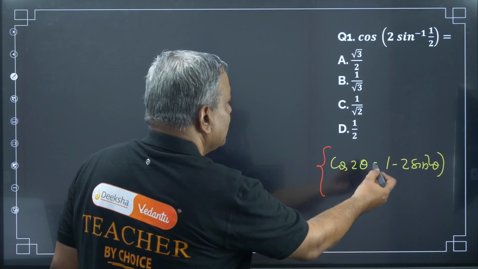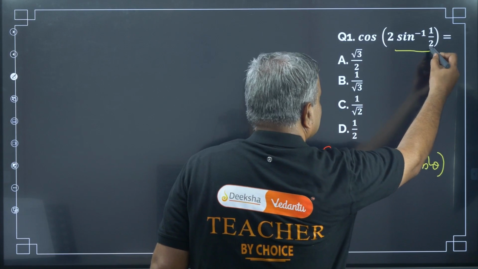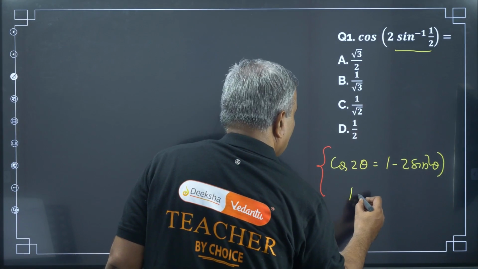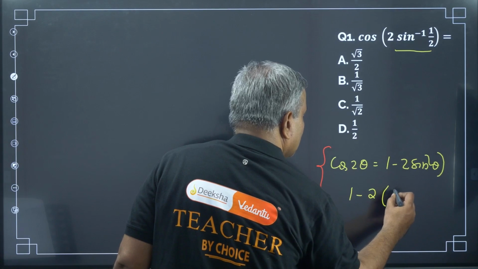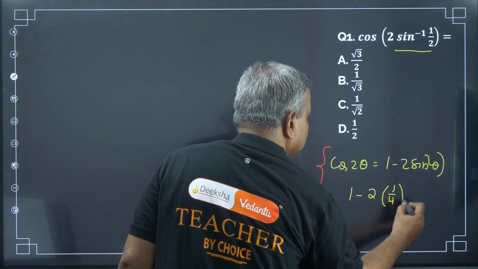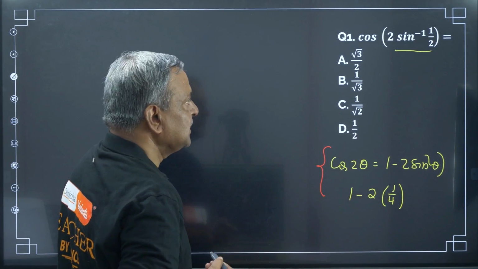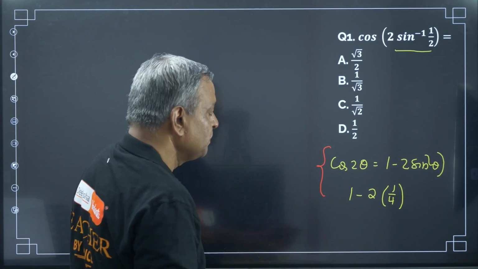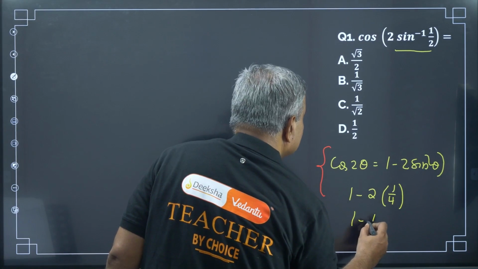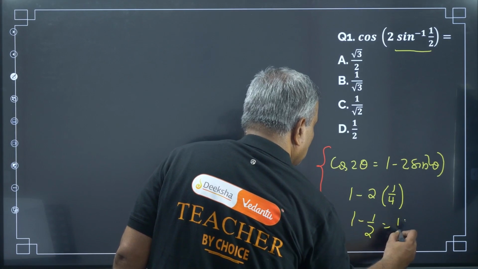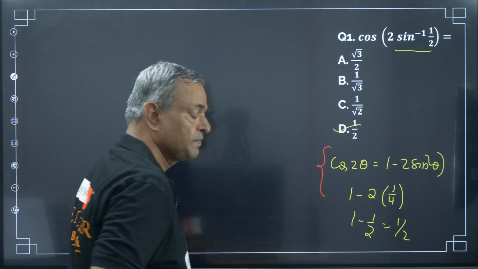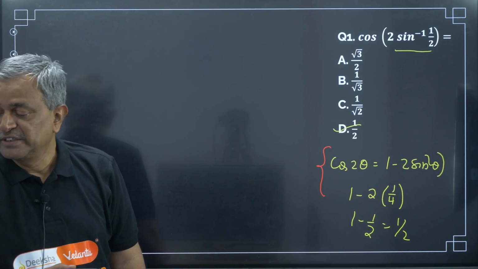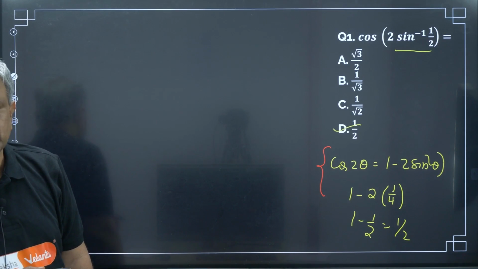Now you apply. What is theta? Theta is nothing but sine inverse 1 by 2. So clearly this will become 1 minus 2 times 1 by 4, because sine theta equal to 1 by 2. So this will give you 1 minus 1 by 2, which is equal to 1 by 2. Option D is correct. So the basic concept was cos 2 theta is equal to 1 minus 2 sine square theta.